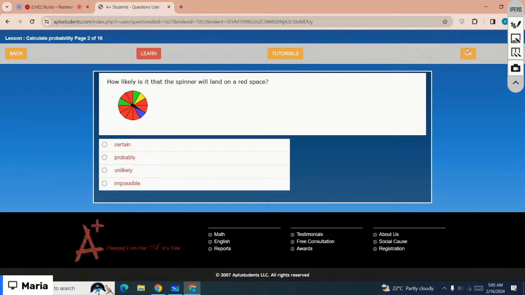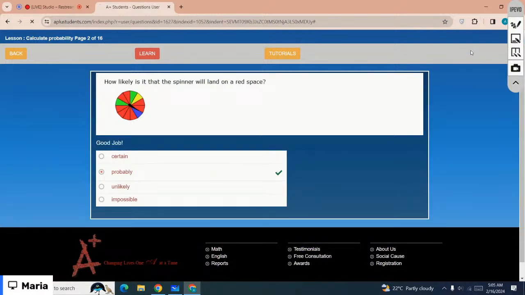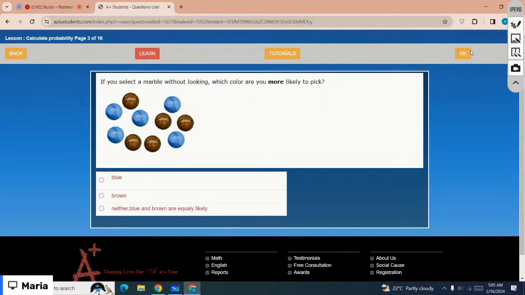Okay, the next one is how likely is it the spinner will land on red space? Which is the correct option? Just count the red portions: one, two, three, four, five, six, seven, eight. The total portions are 12, and 8 of the portions are red. That means it will probably land on red, because you have so many red portions, but only 4 portions are for the other color. So it will probably land on red.